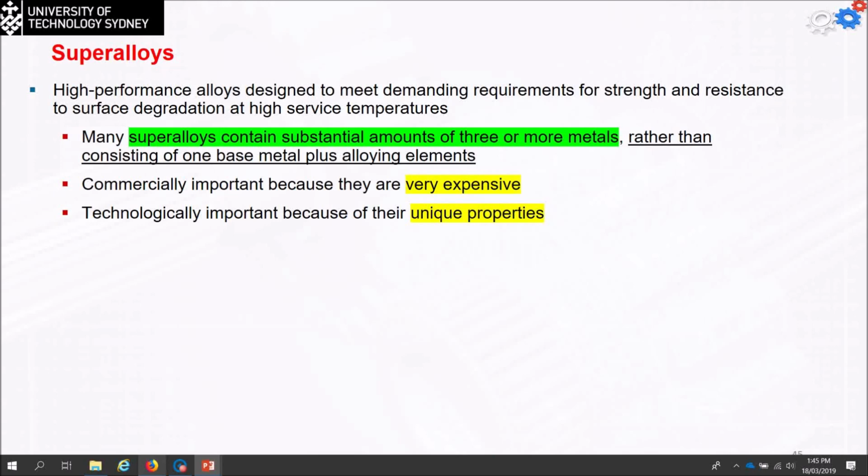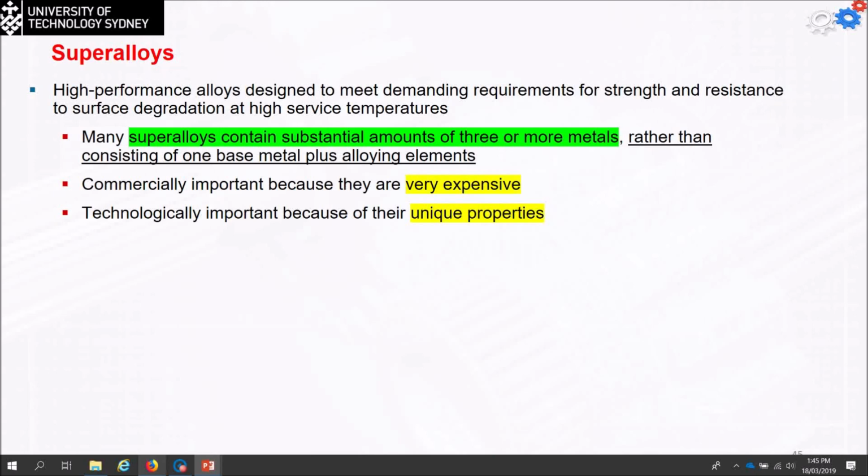Many super alloys contain substantial amounts of three or more metals, rather than consisting of one base metal and alloying elements like in other alloy processes. They are commercially important because they are very expensive, and technologically important because of their unique properties.